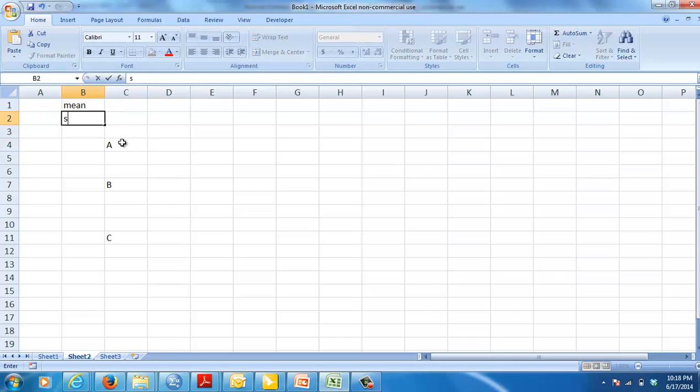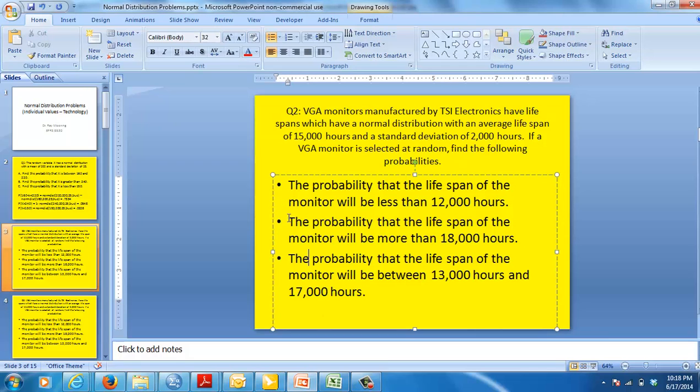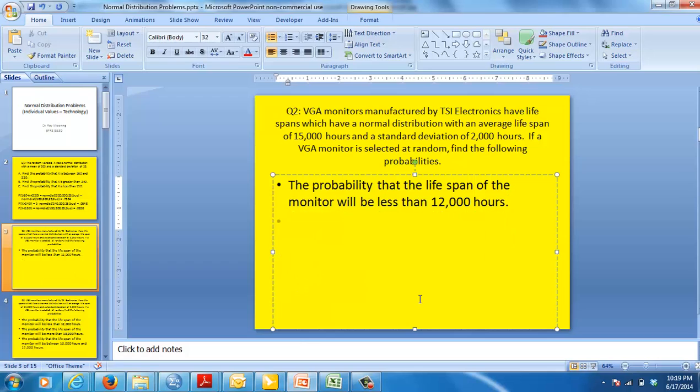Mean, they told me, was 15,000. Standard deviation was 2,000. If I'm not mistaken. I could be wrong. Let me make sure. 15,000, 2,000. Okay? So they want the probability that the lifespan of the monitor is less than 12,000 hours. Okay? So what I'm going to do for this question is get rid of these two, and I'll put the answer underneath it.